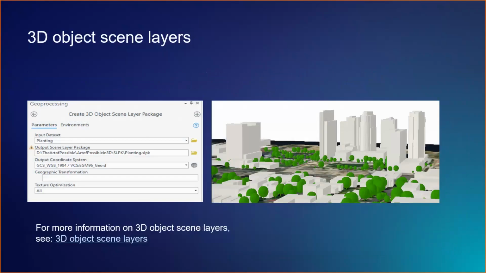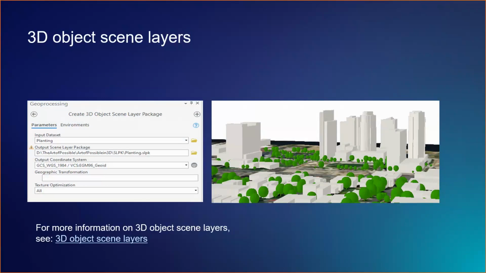A 3D object scene layer can represent and visualize objects such as buildings that are explicitly modeled in 3 dimensions. A 3D object scene layer can be created quite easily using this Create 3D Object Scene Layer Package geoprocessing tool, which generates a scene layer package on a disk for you. This file can then be uploaded to ArcGIS Enterprise or ArcGIS Online as a 3D object hosted scene layer.